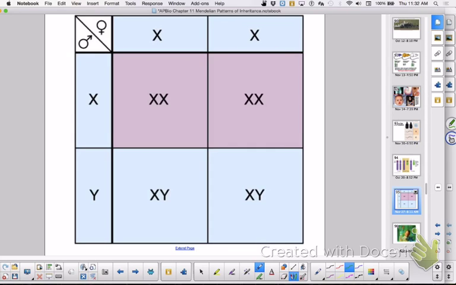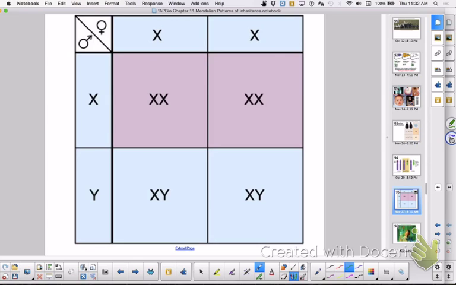Now, what happens if mom is colorblind? What could we say about their sons and their daughters? Think in your head first, what you would come up with. Not out loud. You guys immediately start talking. Think in your head. I want you to come up with it on your own. Okay, now share with your Bio Buddy.